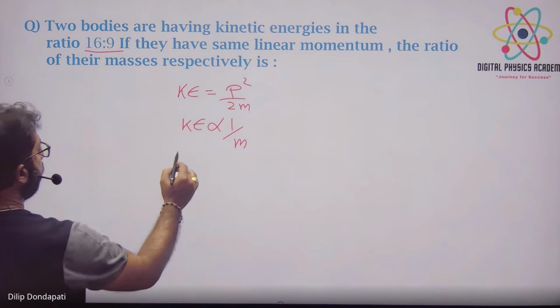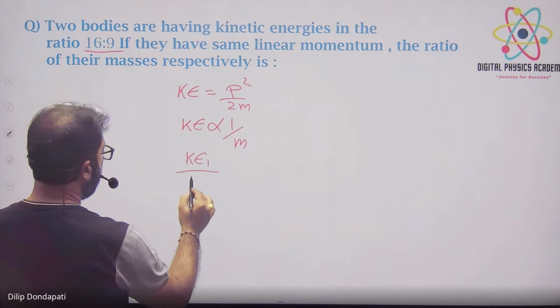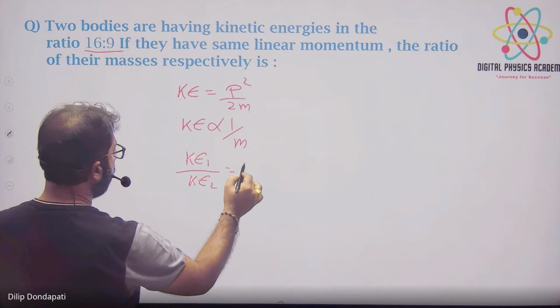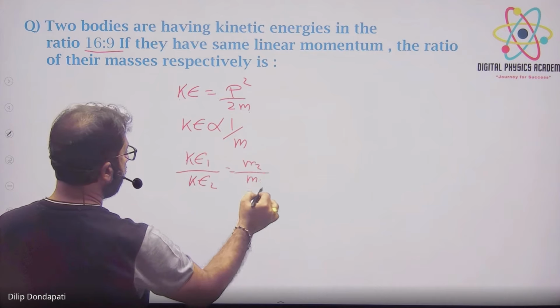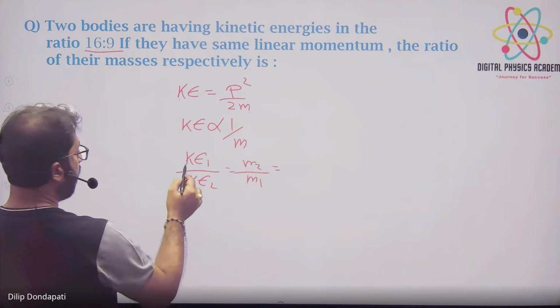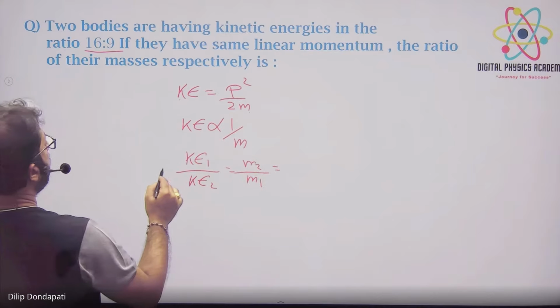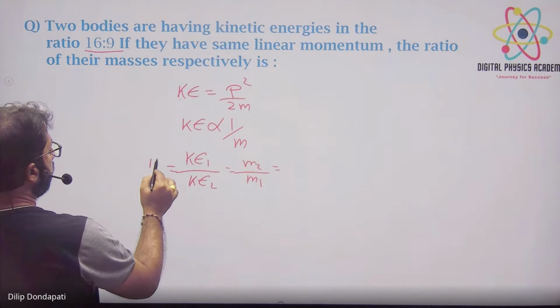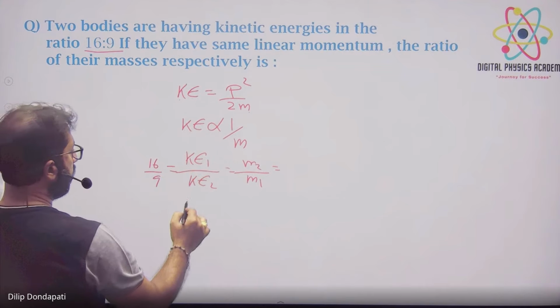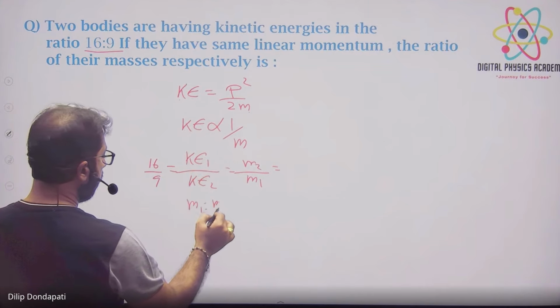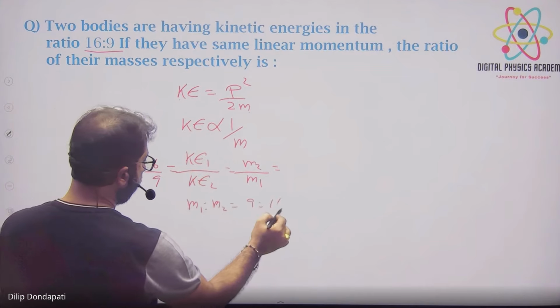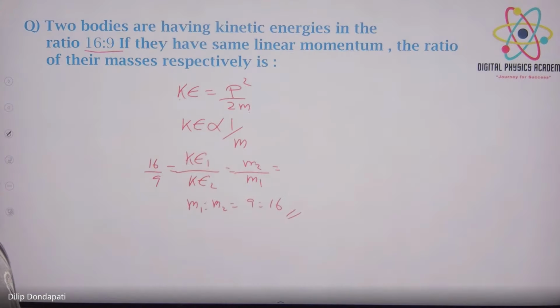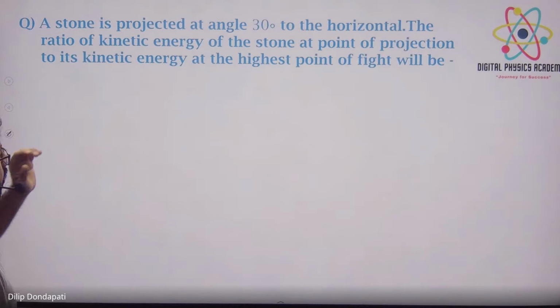So I can write like this if you want. KE1 by KE2 is equal to m2 by m1. So m2 by m1 will be KE1 by KE2, which is nothing but 16:9, right? So therefore m1 by m2 is 9:16. Steps पे लिख सकते हैं. Okay. So next one.